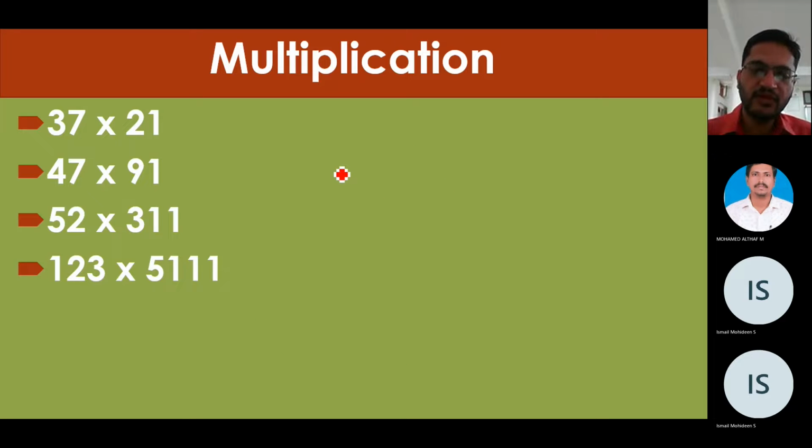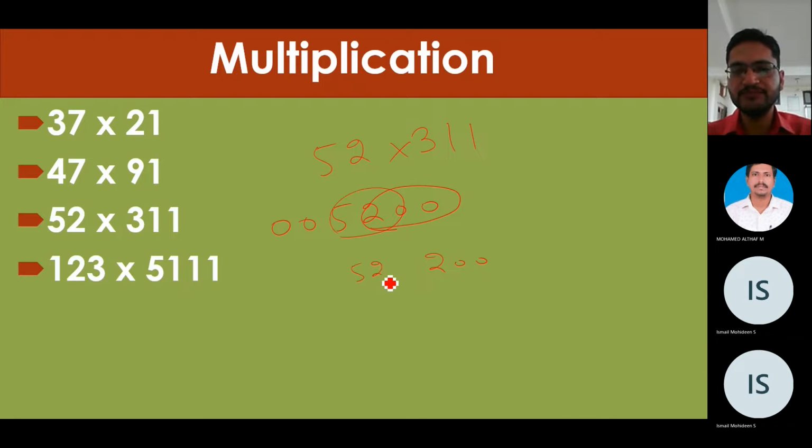Now next, one more example. Here we will multiply 52 with 311. So I will write 2 zeros in the last and 2 zeros in the front of the number. Again I will make a pair of 3 numbers, 200. Next pair is 520. Next pair is 052. And last pair is 005.